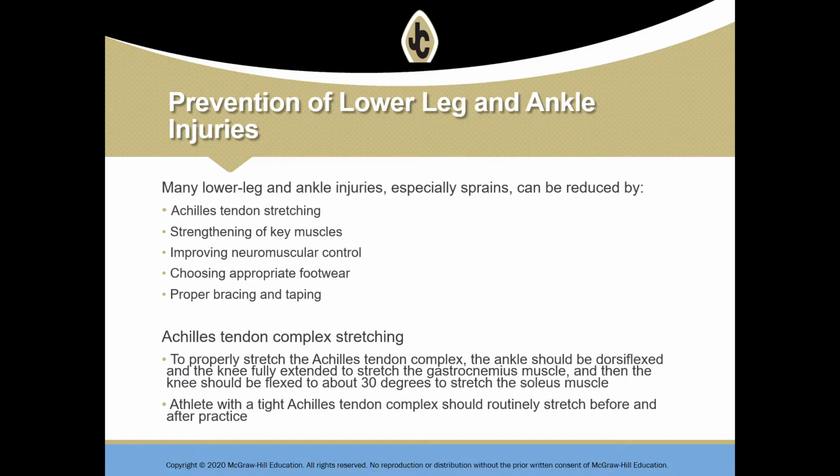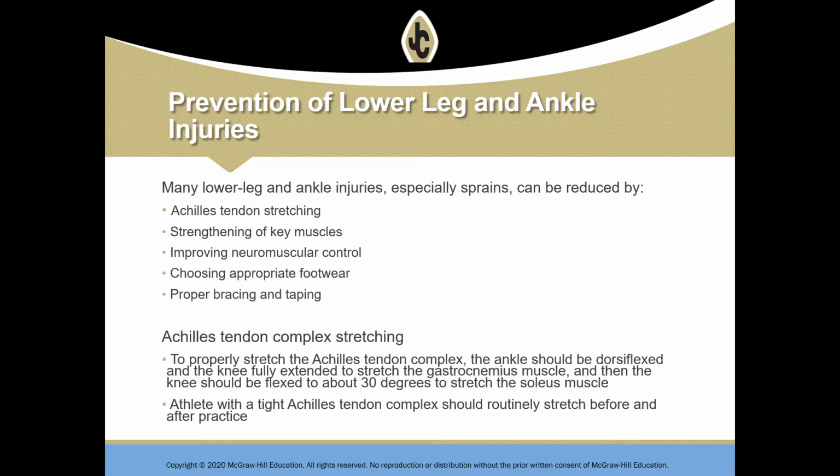Strengthening key muscles, okay? If we have strong muscles around the ankle, we help to protect the ligaments of the ankle. Improving neuromuscular control, so when you're on an uneven surface, you can control the movement of the ankle. Choosing appropriate footwear, we've talked about before with the foot. Making sure you have proper support of your foot will also help to have proper support of your ankle, and then proper bracing and taping if needed also.